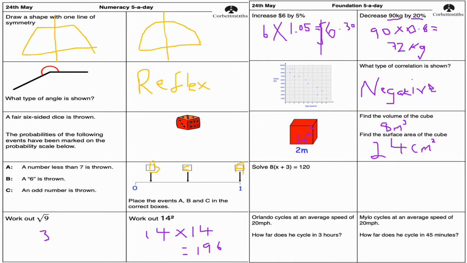Solve this linear equation. Okay, expanding the bracket, I get 8x, okay, plus 24 is equal to 120. Take off 24 from both sides, and then divide by 8. So taking off 24 from both sides, I get 8x is equal to 96.